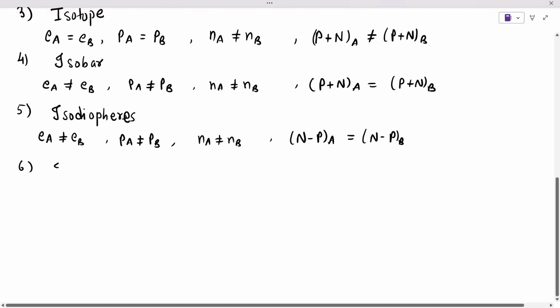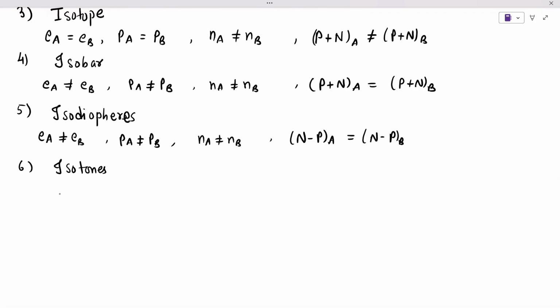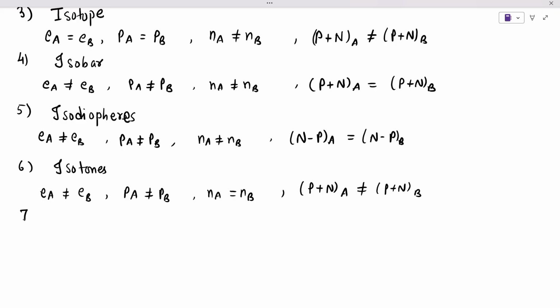Next is isotones. In isotones, the number of electrons in A and B is different. Similarly, protons are also different, but neutrons are the same. The number of neutrons in A and B is the same. But the mass number, meaning proton plus neutron, in A and B is different. Next, we will discuss mirror nuclei.